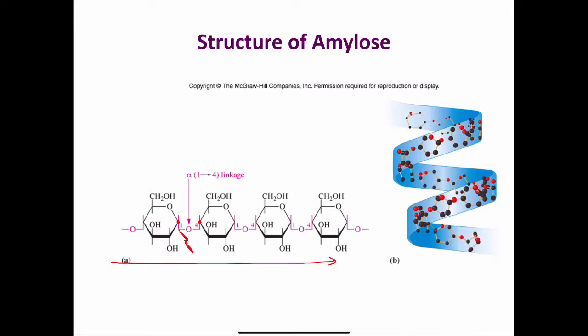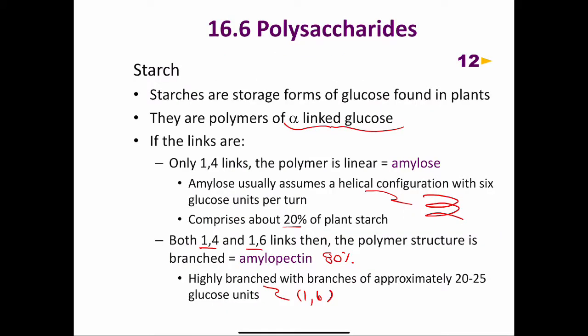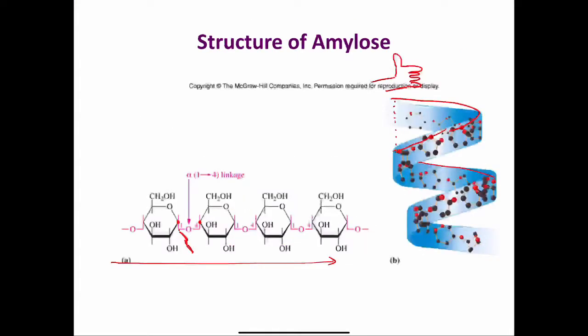If you put your hand up like this with your thumb up, your fingers go in this direction, so we call this a left-handed helix. When you look at the number of glucose units per turn, if I start here and say here's a full turn, going back to this slide, it says there are about 6 glucose units per turn in that helical configuration. So that's what amylose looks like.